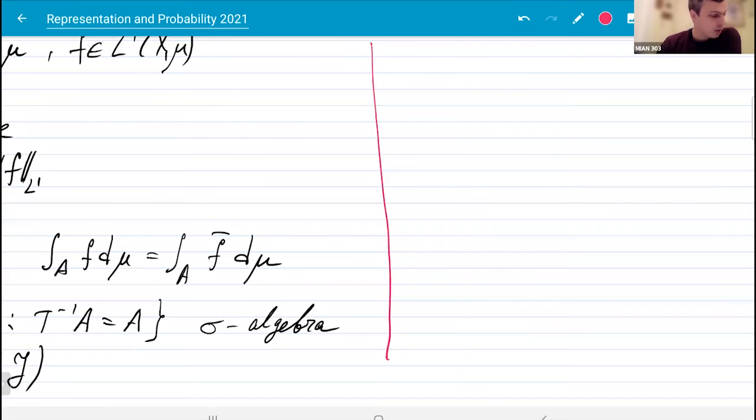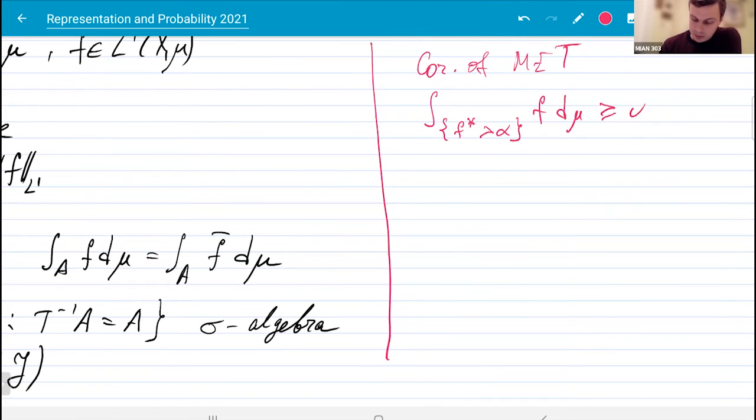Well, first of all, some corollary of the maximal ergodic theorem is the following: that the integral over the set where this f star is larger than alpha of f d mu is not less than alpha times the measure of this set. This is just the original statement, but for the function g, which is f minus alpha.